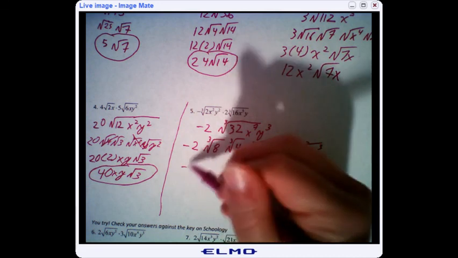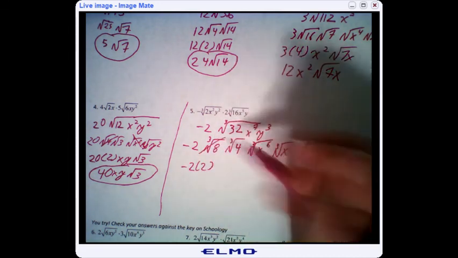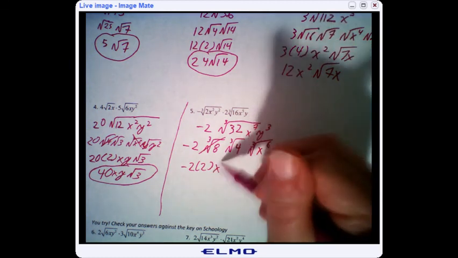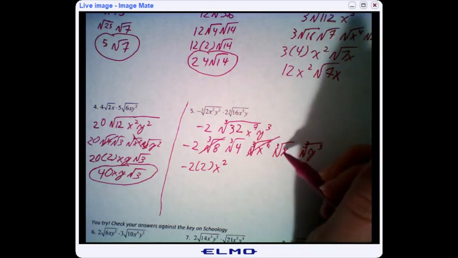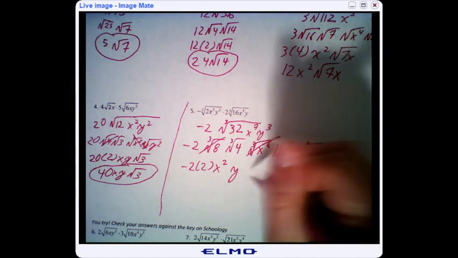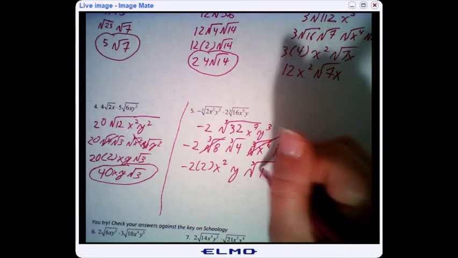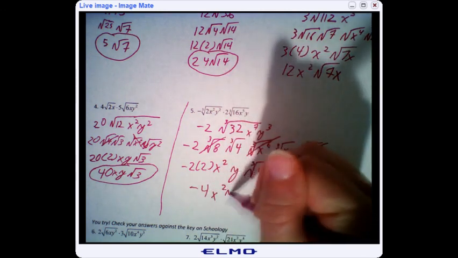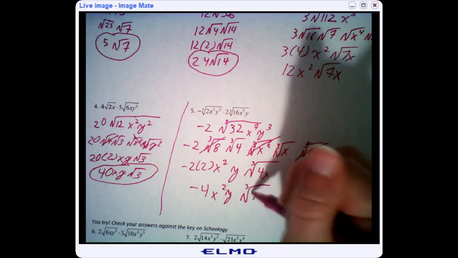So we'll have -2 times 2. We can't do cube root of 4. Cube root of x to the 6th: 6 divided by 3 is 2, so x squared. Can't do cube root of x. Cube root of y cubed is just y. And we have the cube root of 4x. We'll have -4x squared y, cube root of 4x.